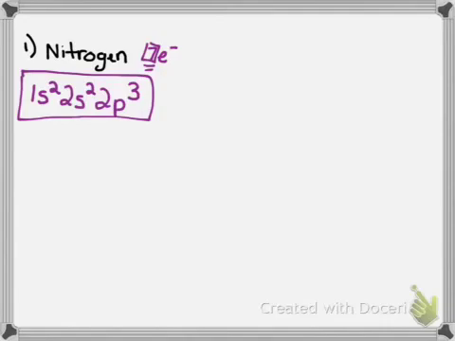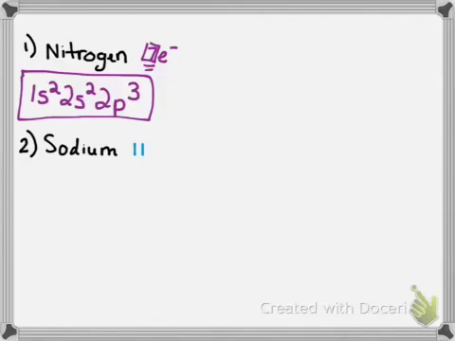Just to make sure we're all on the same page and doing okay, we're going to do number 2 as well. So number 2 asks to write the ground state electron configuration for the element sodium. Now sodium, again, first step is to figure out how many electrons are in sodium. So if you look at the periodic table, sodium has an atomic number of 11, which means there are going to be 11 electrons total.